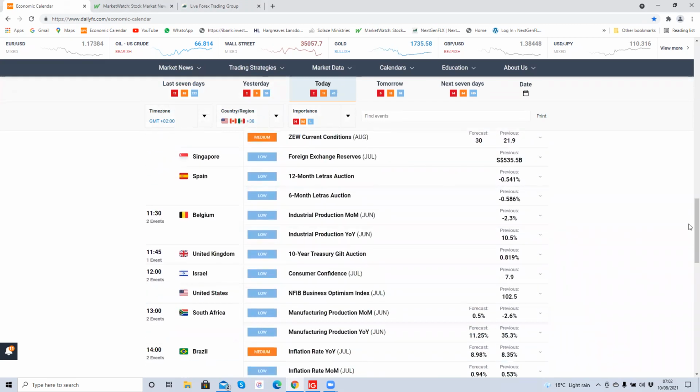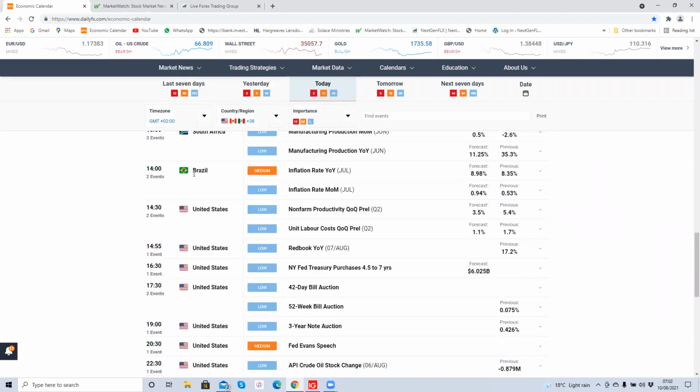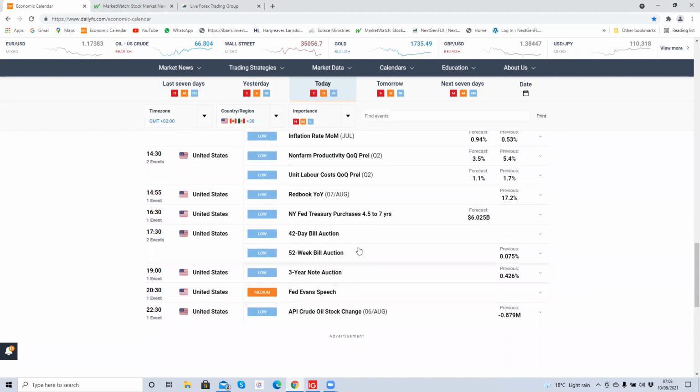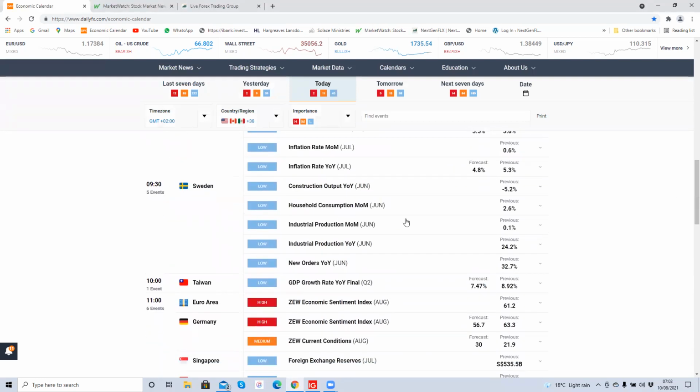Again, you can just ignore reports of low importance. We're not doing anything with Brazil. That's a Fed speech at 8:30, but the market will be closed by then. But we don't need to worry about the Fed speech. It's just a speech, not an announcement. So the only report of importance today is the Euro area and Germany economic sentiment index report at 11 a.m. GMT plus 2. And like I said, that would specifically affect currencies paired with the euro. So I'll avoid trading the Euro US dollar prior to that report at 11 a.m.